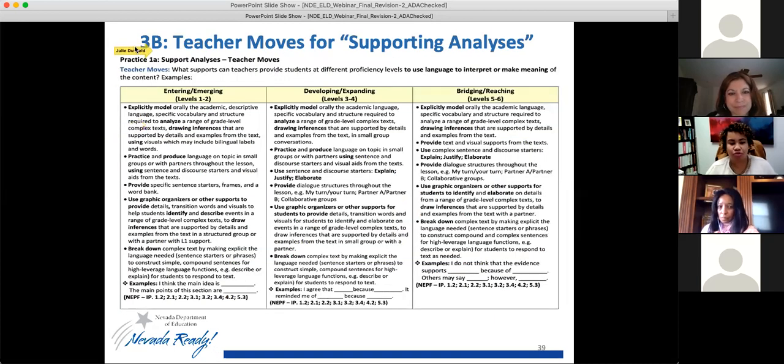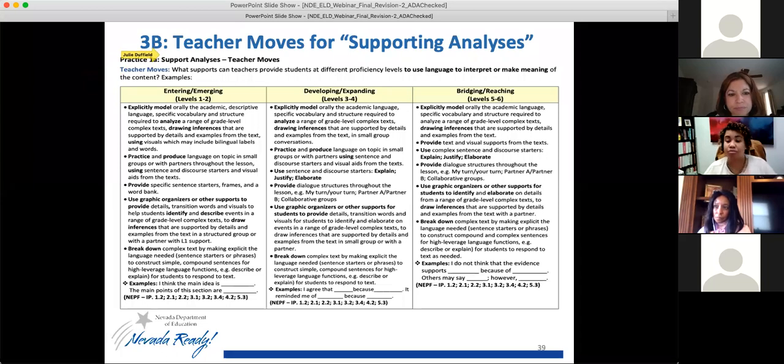So this teacher moves focuses again on supporting analyses, and it focuses on what supports a teacher can provide the students with to use the language to interpret or make meaning of the content. So these are teacher moves that need to be explicitly used or integrated during direct instruction. So a lot of this looks like a teacher modeling their thinking out loud for the students and teaching them how to do so as well when they're working with a group or independently.